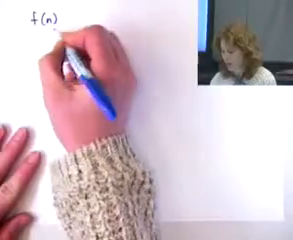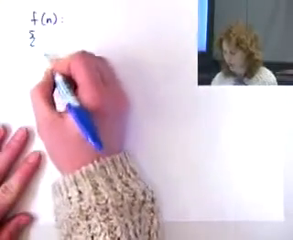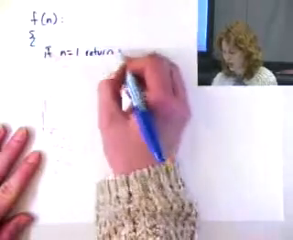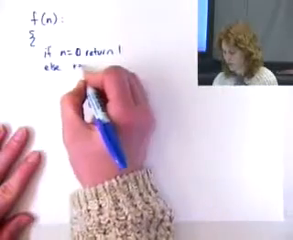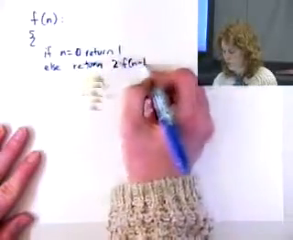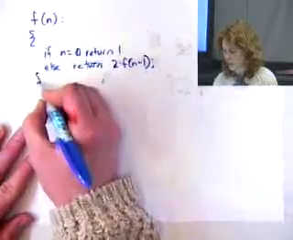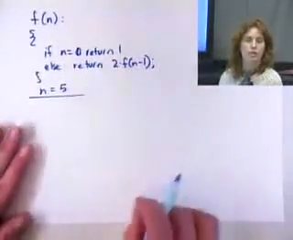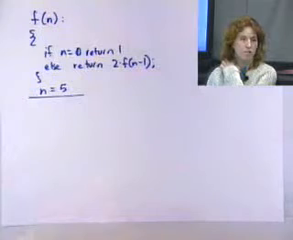So when I have this code, f of n, and I say if n equals 0, return 1, else return 2 times f of n minus 1. Let's just do an example where, say, n equals 5. So what the computer does is it uses a stack.